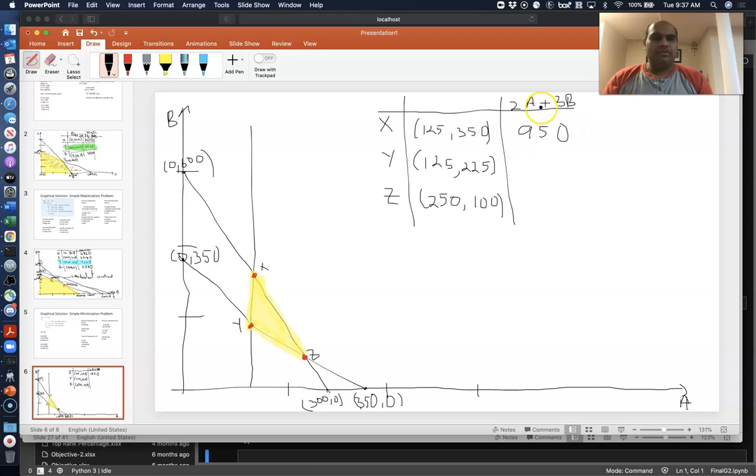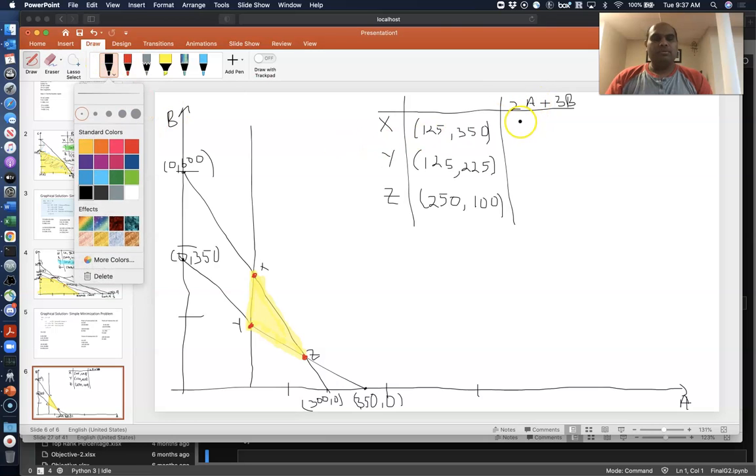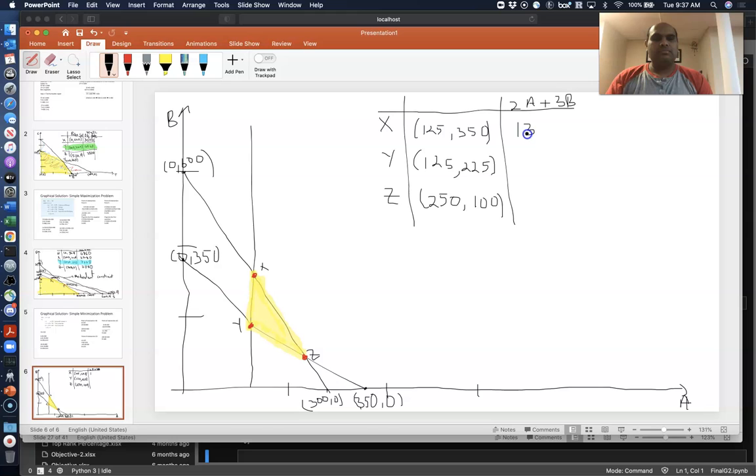Wait, I messed up. So 2 times A is 250, 3 times B is 1050. I'm sorry. 1050 plus 250 will be $1,300. I'm sorry about that. So 3 times B is 1050, and 1050 and 250 will give you $1,300.